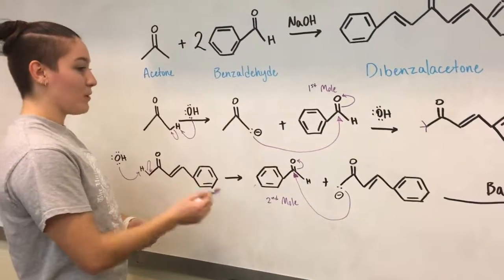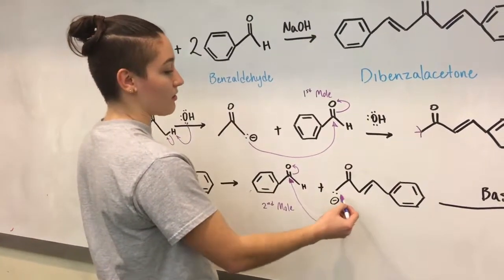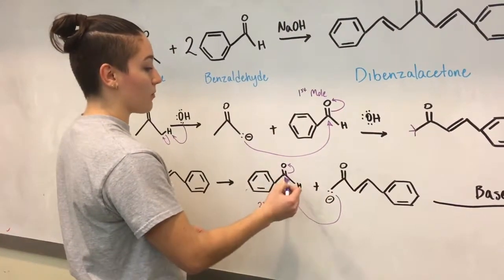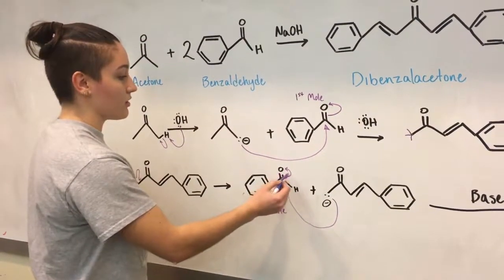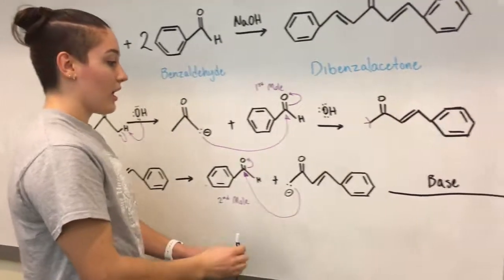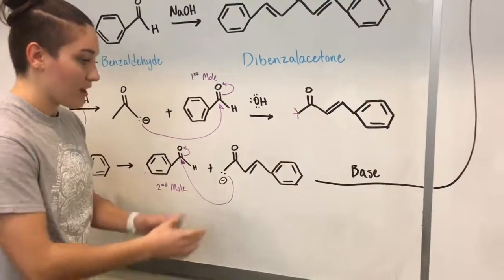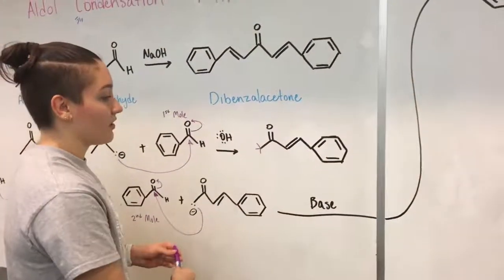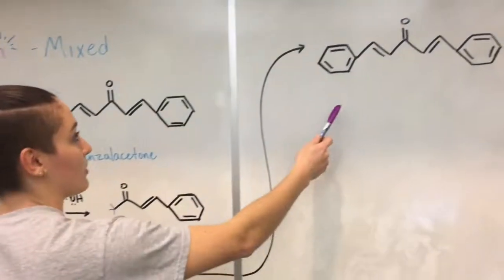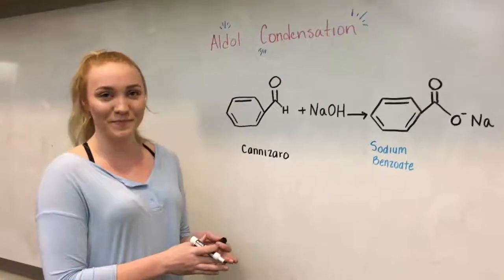So once we have formed the second carbanion, the lone pairs will attack the carbonyl compound of the second mole of benzaldehyde. And so these electrons will go up, and then skipping a few steps ahead, we've already made the aldol product, and then we add OH, and once they're dehydrated, we form dibenzyl acetone.